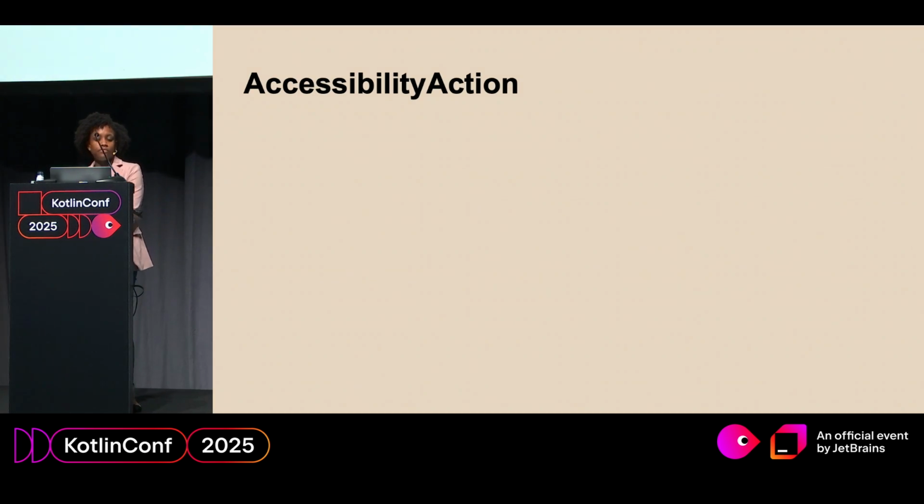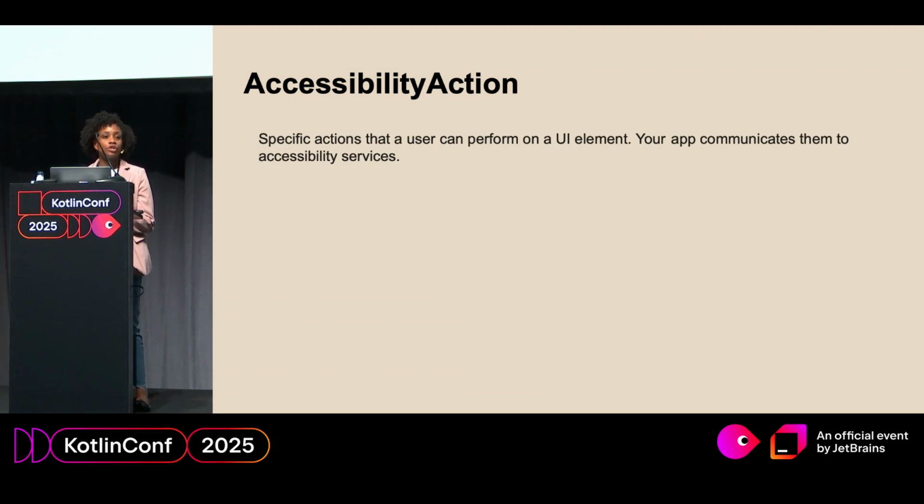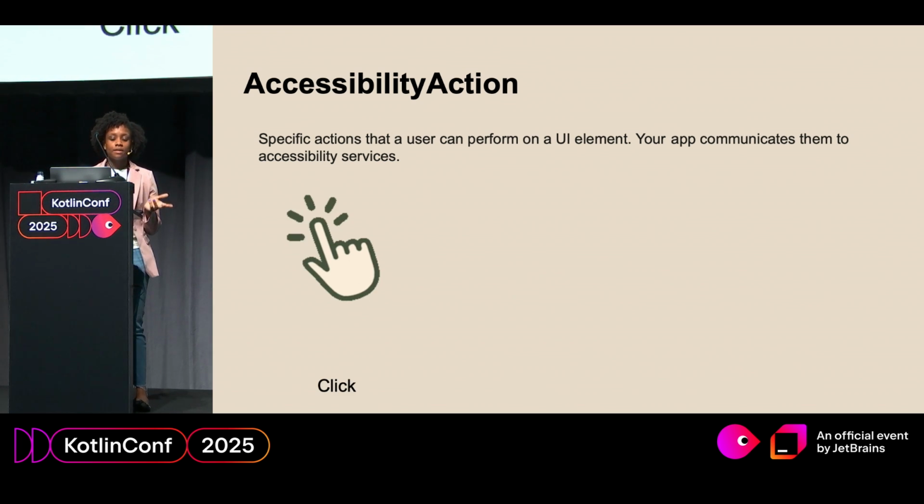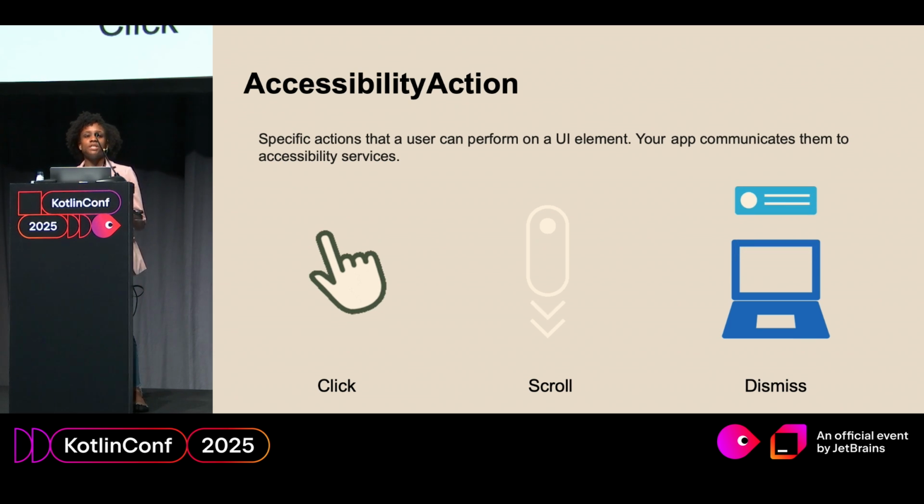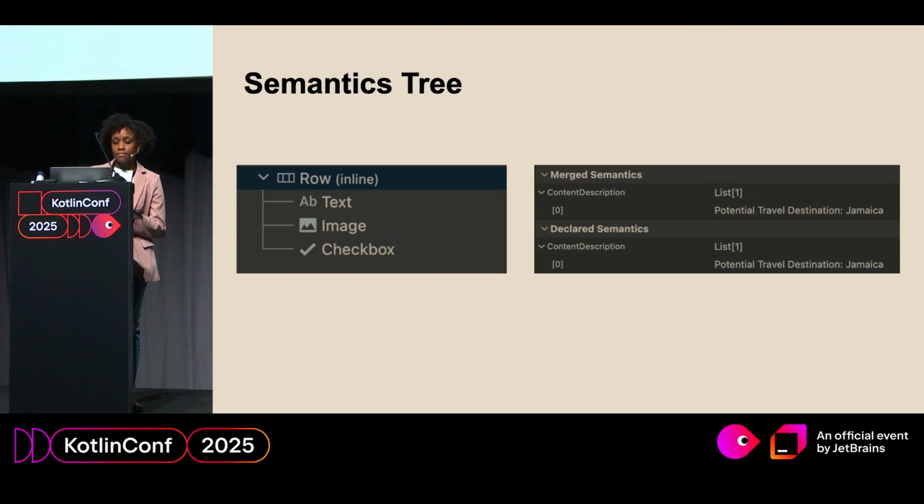And then also for an accessibility action, these are specific actions that a user can perform on a UI element. Your app communicates them to accessibility features, so things like clicking, scrolling, or dismissing any notifications, depending on what comes up on your phone screen.